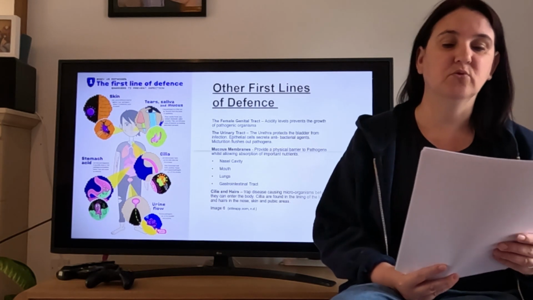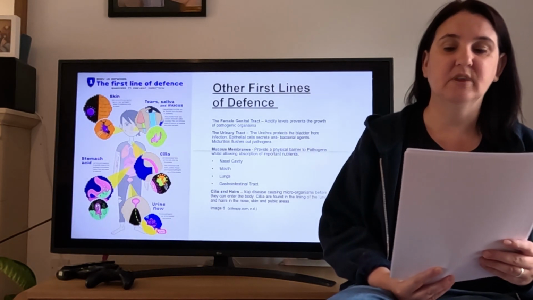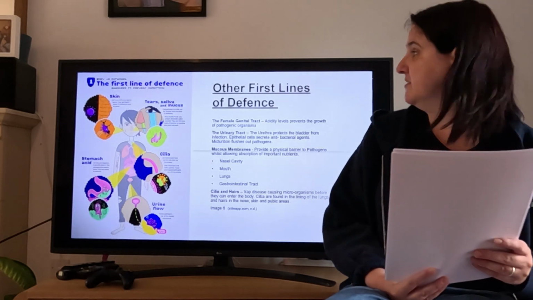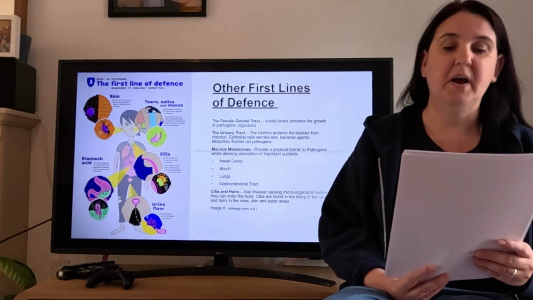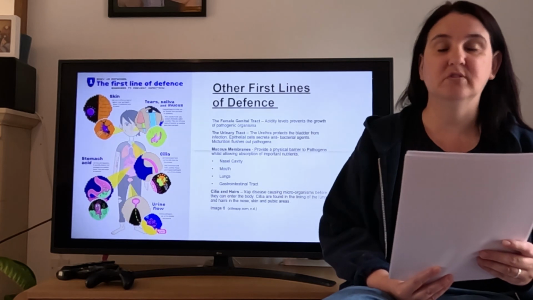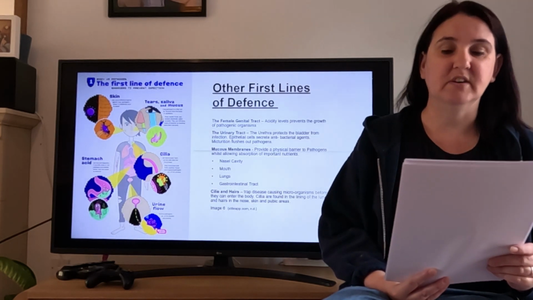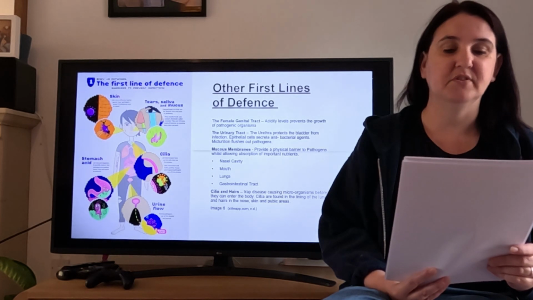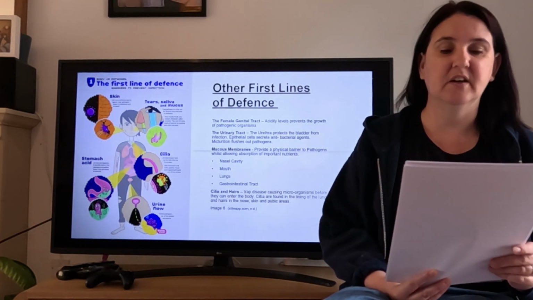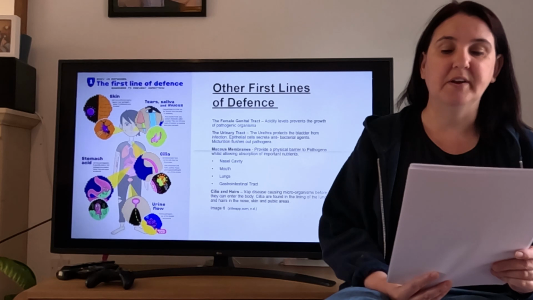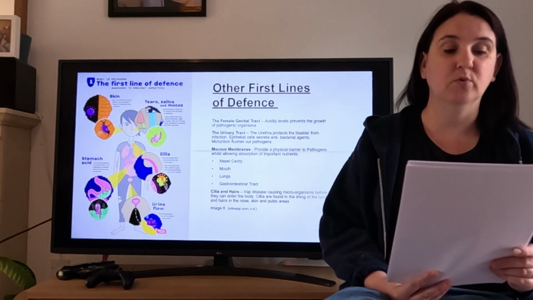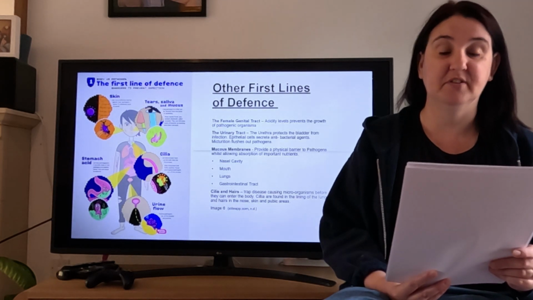Mucosal membranes are found all over the body, including the nasal cavity, mouth, lungs, and gastrointestinal tract. They stop pathogens entering the body but allow nutrients to be absorbed. They are composed of epithelial cells that secrete a sticky mucus that provides a protective covering to the delicate cells underneath. Mucous membranes trap unwanted particles and also contain antimicrobial peptides.